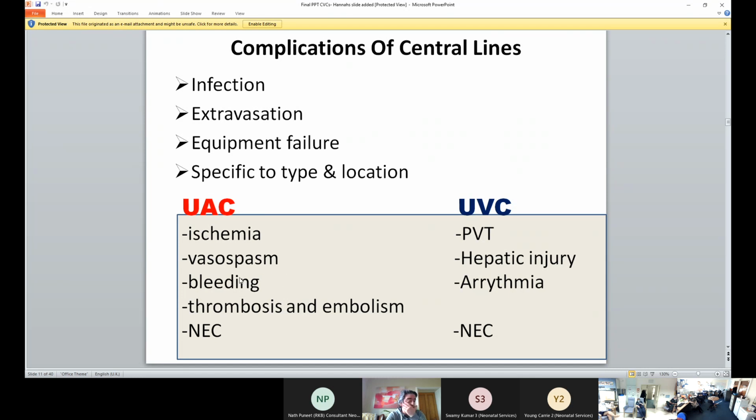So bleeding is important. NEC: the UAC, if it interferes with the mesenteric arteries, will lead to decreased blood supply to the bowel, and that will increase the incidence of NEC. So some clinicians will advise not to feed babies with a UAC in situ.